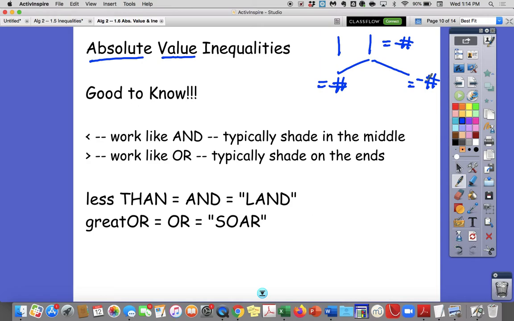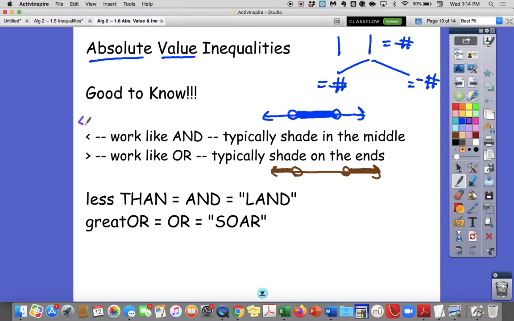And remember, those were our ands and ors. If you remember, the ands typically shaded in the middle. So if you had a number line and you had your two solutions, they typically shaded there. I'm not going to say that they do 100% of the time, because they don't, but about 90% of the time, yes. Now, an OR problem, typically speaking, they're going to shade on the ends.